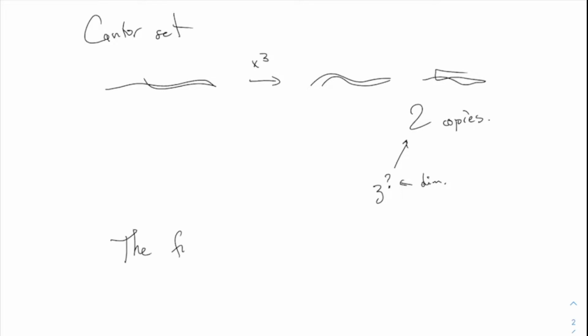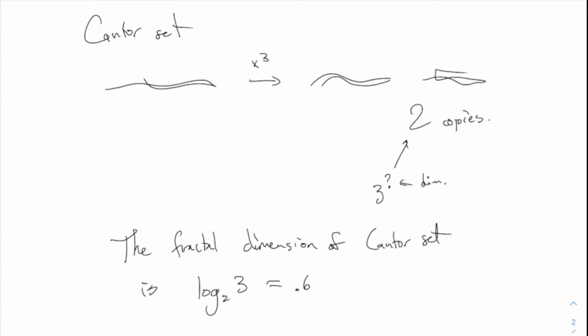The fractal dimension of the Cantor set is log base 2 of 3. This, of course, is an irrational number, right? You can do this on your calculator, 0.631, etc. That's the dimension of the Cantor set. It's less than 1. So it is a fact that the fractal dimension of a fractal can be a non-integer. That's the interesting thing about the fractal dimension.